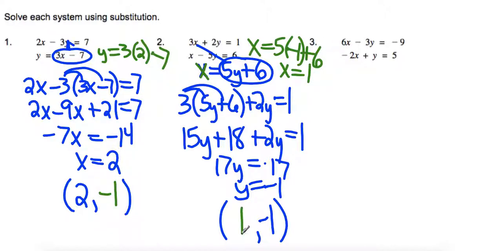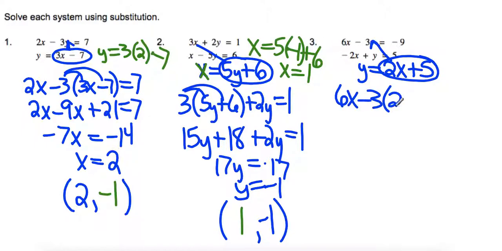All right, our last one for substitution. Same thing, we need to solve one of them. I would pick the second y because it looks easy. I'm going to add that 2x over to the other side. Get y equals 2x plus 5. And I'm going to plug that in for y right up here. So 6x minus 3 times (2x plus 5) equals negative 9.